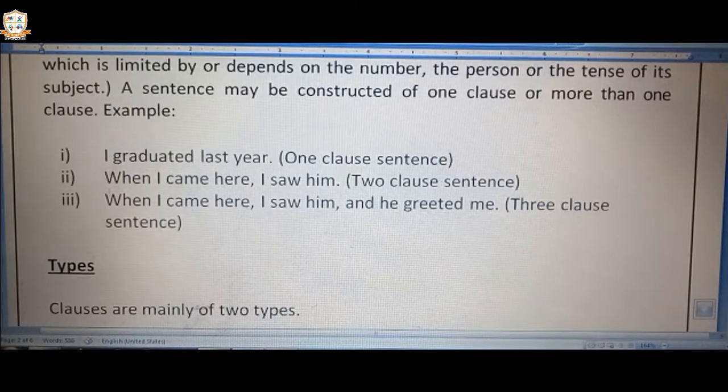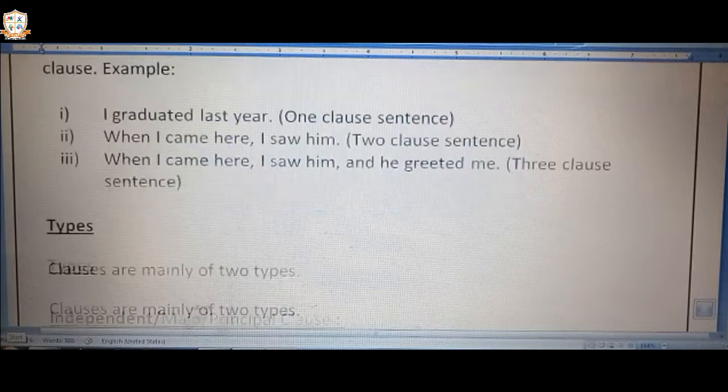Sentence number 1, I graduated last year. It is a one-clause sentence. Sentence number 2, when I came here, I saw him. Two-clause sentence. Now, sentence number 3, when I came here, I saw him and he greeted me. This is a three-clause sentence.